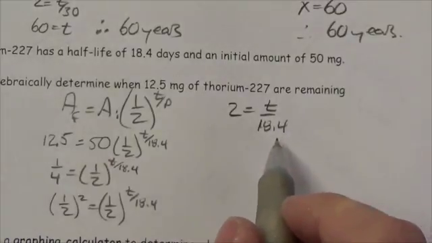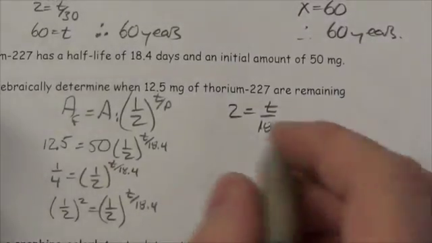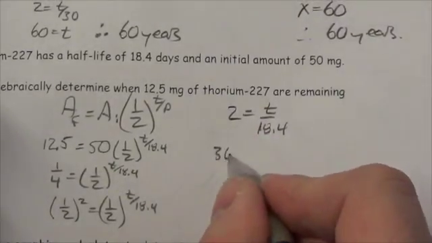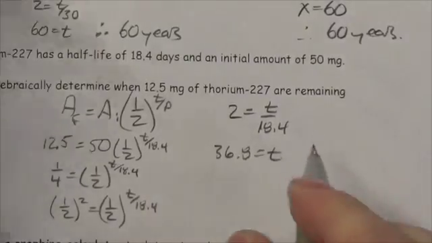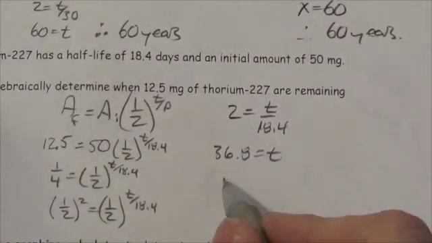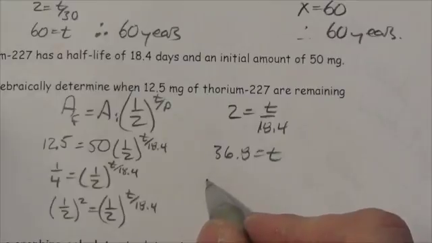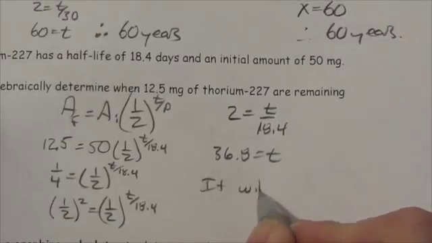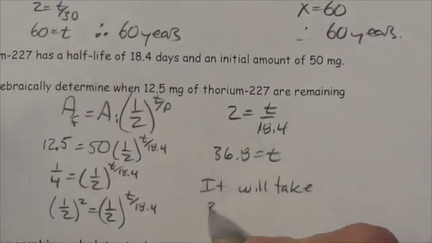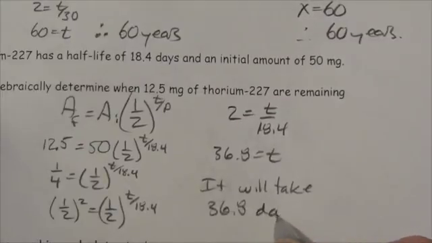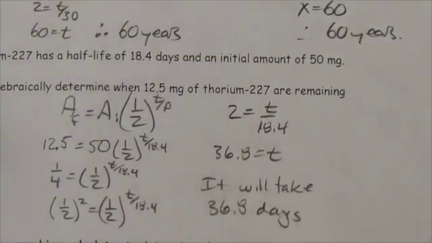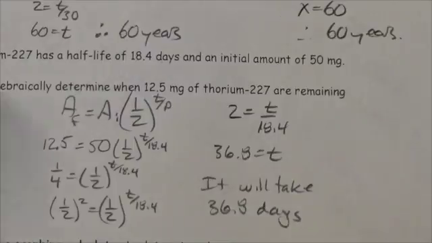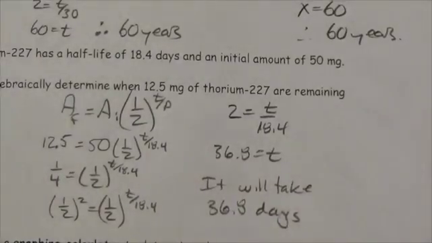Then to solve for t, I would just multiply up by that, and I'm going to get 36.8 is equal to t. So when I take a quick look at this, it will take 36.8 days to get to that point. Now, that's an algebraic approach.